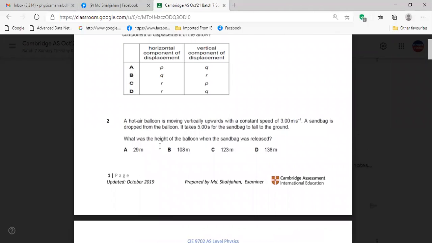Now, second question, you read. Farhan, you read. A hot air balloon is moving vertically upwards with a constant speed of 3.00 meter per second. The sandbag is dropped from the balloon. It takes 5.00 seconds for the sandbag to fall to the ground. What was the height of the balloon when the sandbag was released?